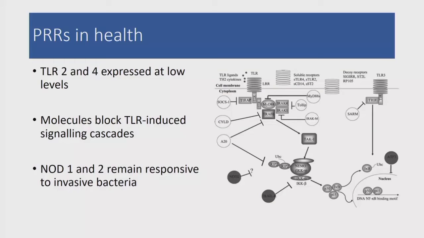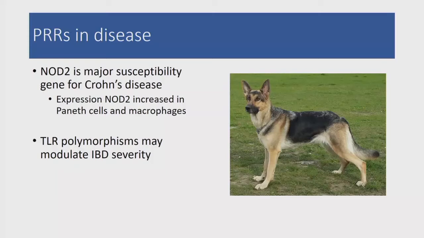And I guess the reason why we are interested in them clinically is that NOD2 in particular is a major susceptibility gene for Crohn's disease. So polymorphisms in that particular gene will increase the risk of developing Crohn's disease because the innate immune system overreacts or overresponds to normal commensal organisms. And we know in veterinary medicine, the German Shepherd, which is predisposed to a lot of GI disease, that there are polymorphisms in the toll-like receptors as well.